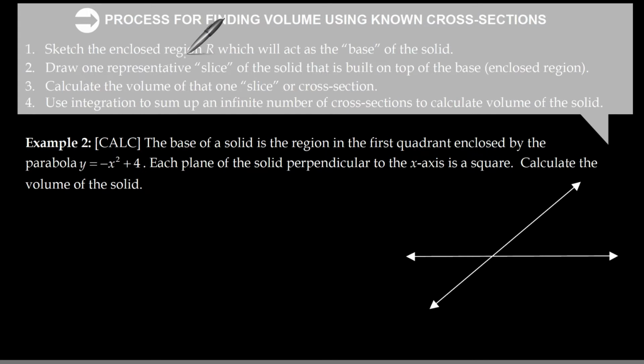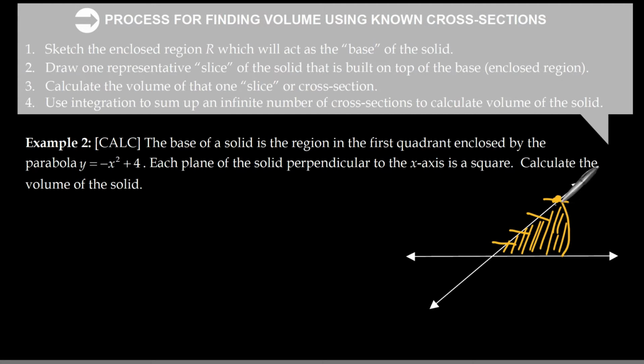Number 1, sketch the enclosed region R, which will act as the base of the solid. So y equals negative x squared plus 4 is an upside down parabola shifted up 4. So I'm going to draw that now. 1, 2, 3, 4. All right, so this is going to be an upside down parabola, and we only want the first quadrant. All right, so that is our base. So maybe I'll draw that in there. All right, so that's the base of our solid.